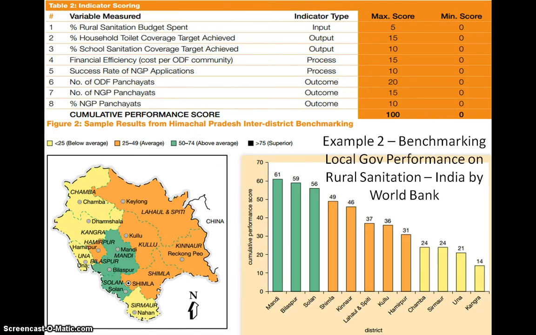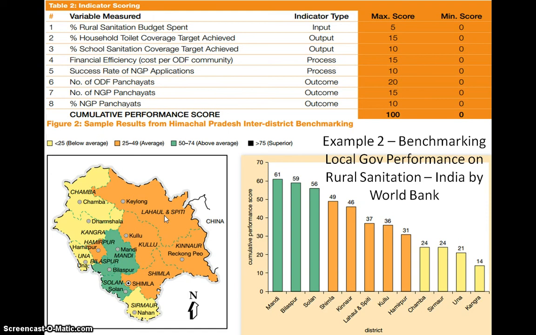Another example is done by World Bank, where they're looking at the local government performance on rural sanitation in one district in northern India. So specifically, they look at how different sub-districts are spending on rural sanitation, whether they have enough toilets in the household, and how the school is doing, and they look at different indicators. They come up with a cumulative performance score for each sub-district in this big state.